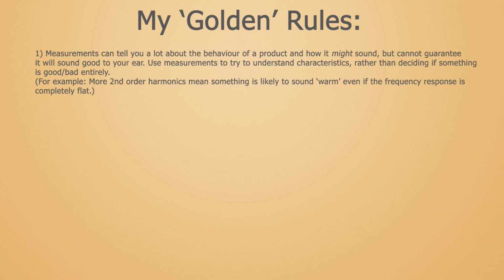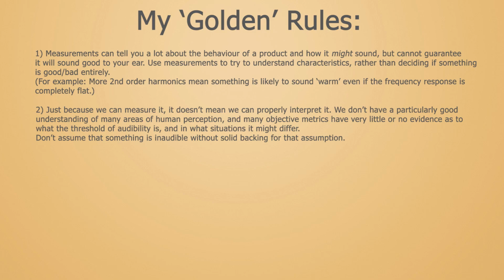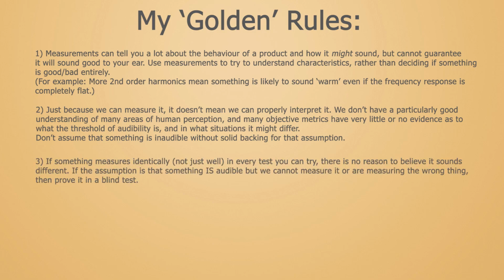If this was the case, then tube amps and a lot of R2R DACs would sound awful, and yet they don't. If there is a demonstrable objective difference between two products, even very small, then there is reason to suspect it might sound different. The threshold of audibility for various objective aspects or combinations thereof have not been sufficiently tested to make an absolute determination of what is or isn't audible. But if something measures absolutely identically in every possible test you can throw at it, then there is no reason to believe that it sounds different unless there is a controlled blind test to prove it.